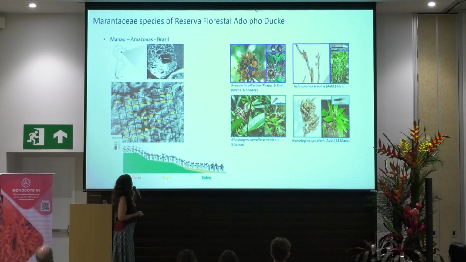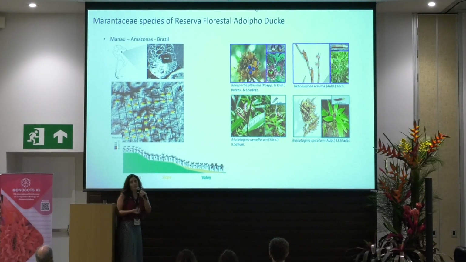So we are talking about 4 species of Marantaceae that occur in the Reserva Florestal Adolfo Ducke in north of Manaus. So this is Manaus City in Amazonas State in Brazil. And we worked in those plots. Each line here is a permanent plot for long-term ecological studies. And we sampled those 4 species in 87 plots.